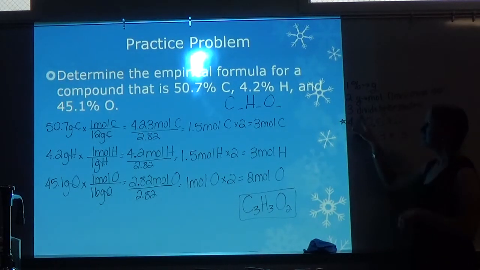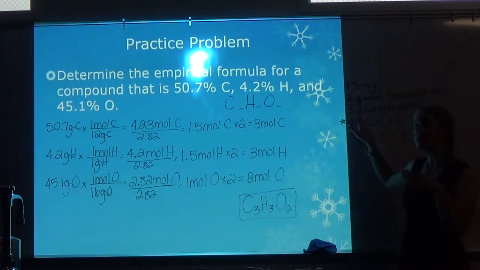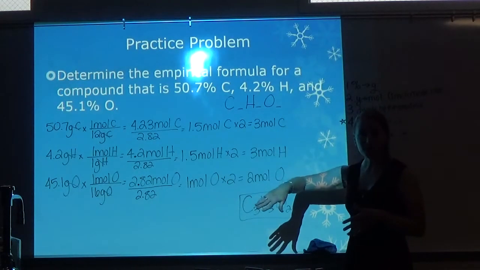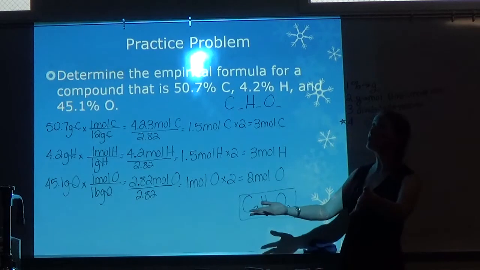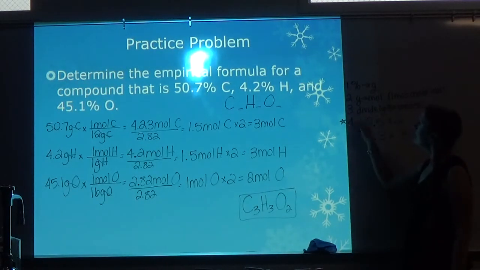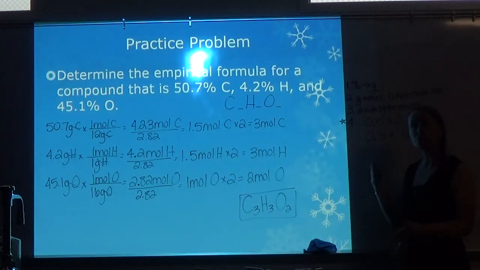And then the third step is I assume the lowest subscript is going to be a 1. So I divide all of them by the smallest, which clearly we can see you can struggle with that sometimes, like I just did a minute ago. And then if you get nice whole numbers, those are your subscripts. If not, you may need to fix a fraction by using step 4.